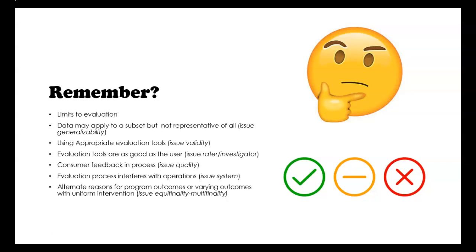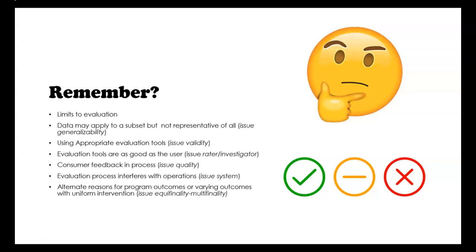Alternate reasons for program outcomes, or varying outcomes with uniform interventions: the issues of equifinality and multifinality. The quickest way to explain this is that equifinality is when you have the same outcome, even though you use different means to get to that outcome, right? So you can have the same outcome when workers are providing different interventions, okay?